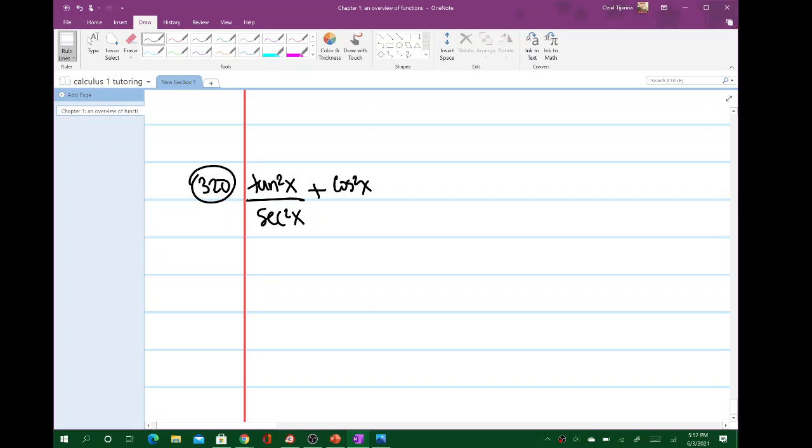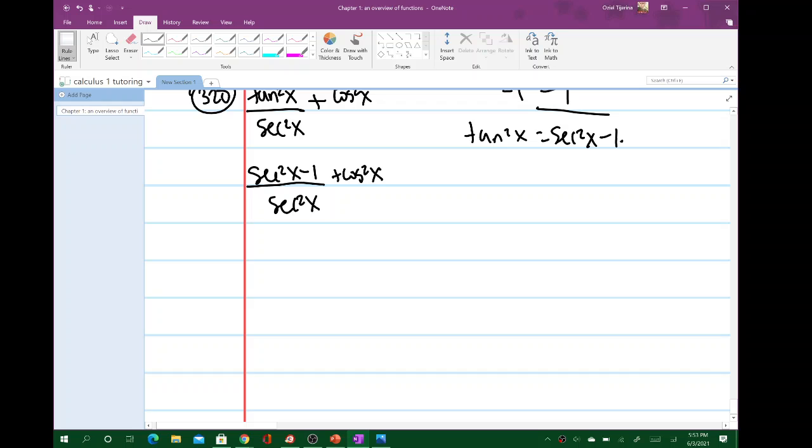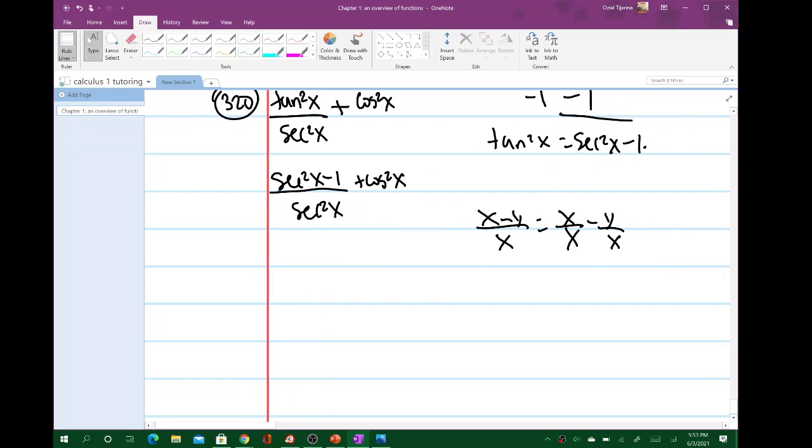We know tan squared x plus 1 equals secant squared x. So we can do manipulation of variables. Tan squared x equals secant squared x minus 1. So we can say secant squared x minus 1 over secant squared x, plus cosine squared x. This gives us the following. So remember when I said x minus y over x is really just x over x minus y over x? That's what we're doing here.